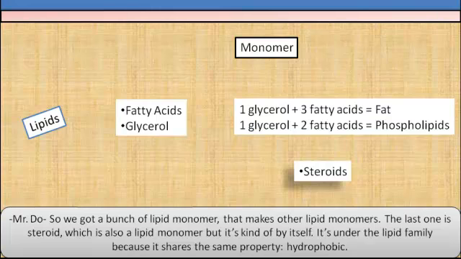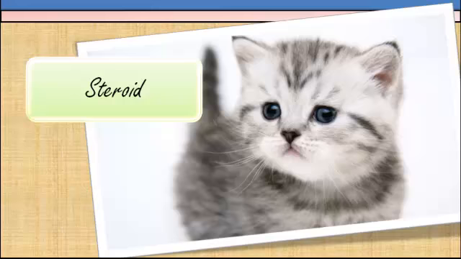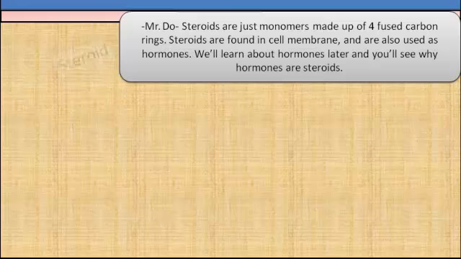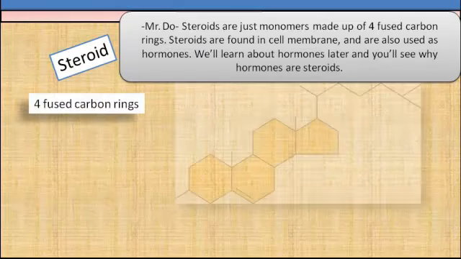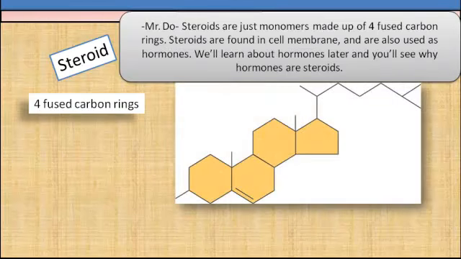The last one is steroid, which is also a lipid monomer, but it's kind of by itself. It's under the lipid family because it shares the same property, hydrophobic. Steroid isn't a combination of fatty acid or glycerol. Steroids are just monomers made up of four fused carbon rings. Steroids are found in the cell membrane and are also used as hormones. We'll learn more about hormones later on and you'll see why hormones are steroids.